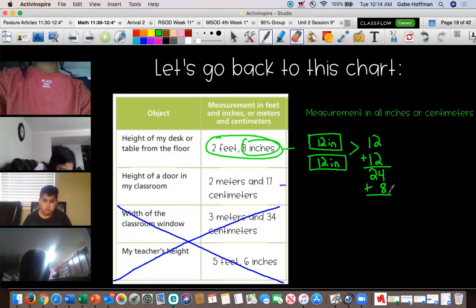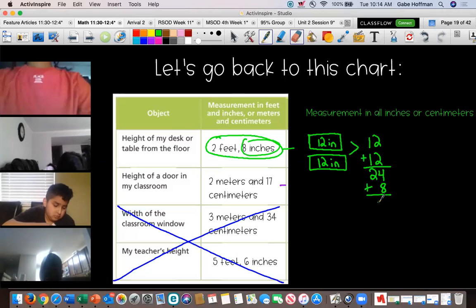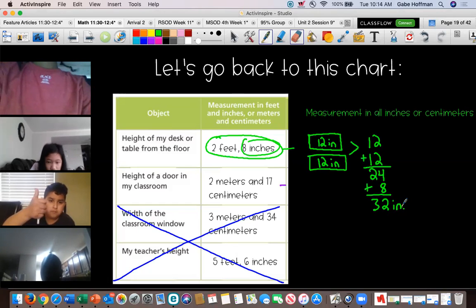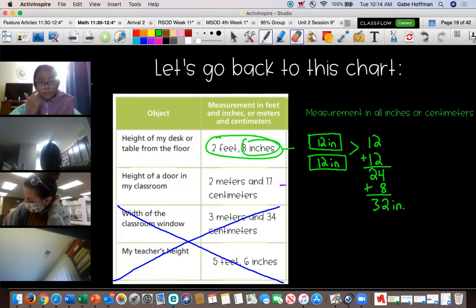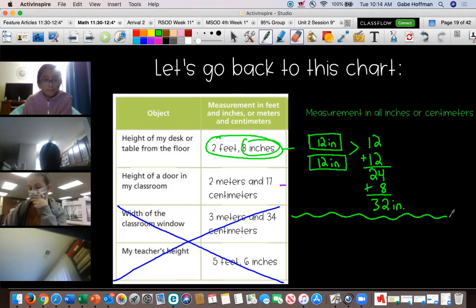I got 32. 32 inches. Give me a thumbs up if you agree with Marvin's answer of 32 inches for that first problem. Marvin, I'm seeing a lot of thumbs up. I also agree with you. Nice job. So our answer number 1 is 32. I'm going to go ahead and draw a little line.